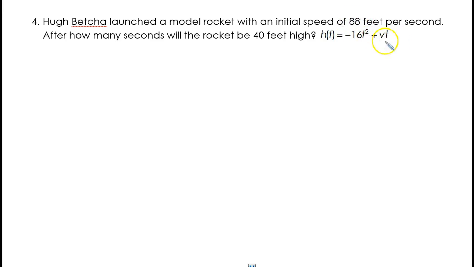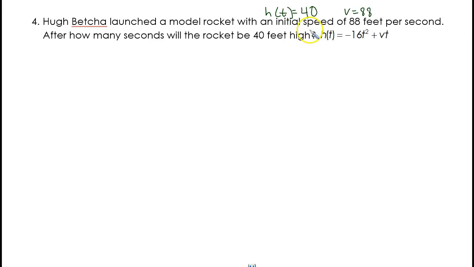I didn't explain the variables here, but I will go ahead and explain as we go through this that v stands for velocity or speed. Okay, so v is going to be equal to 88 feet per second. Time, we don't know. That's the question. It's asking how much time. And h of t, that's the height at the end of it. So we want to know how long it is going to take to be 40 feet high.